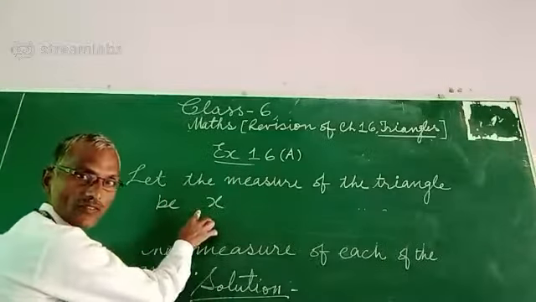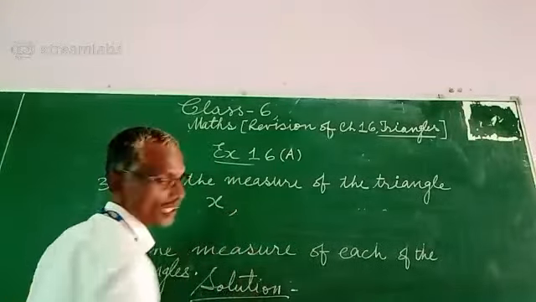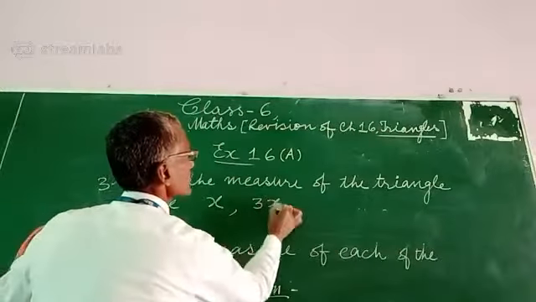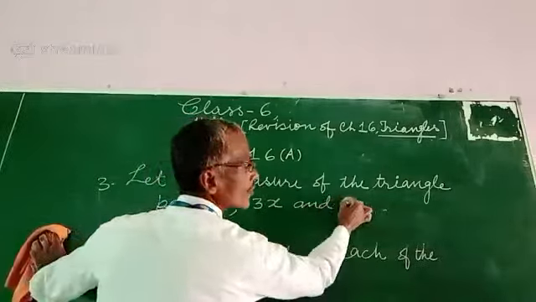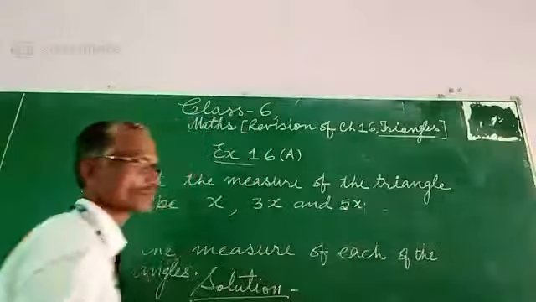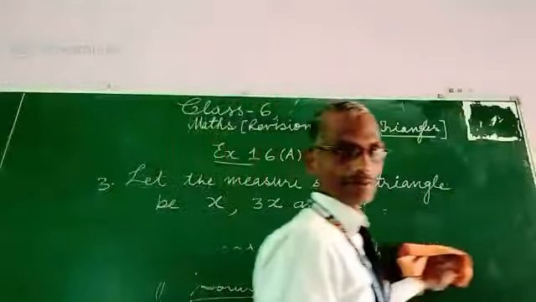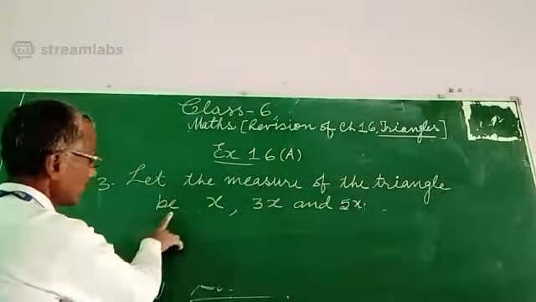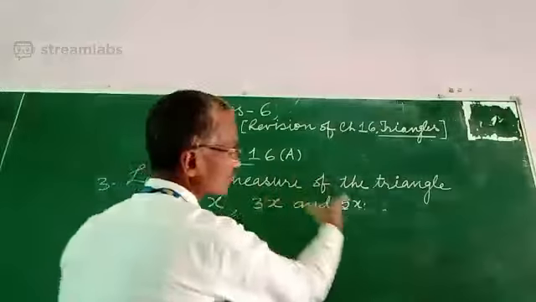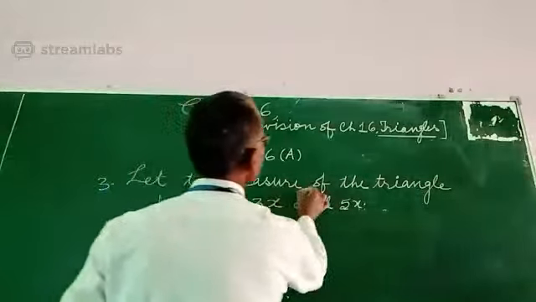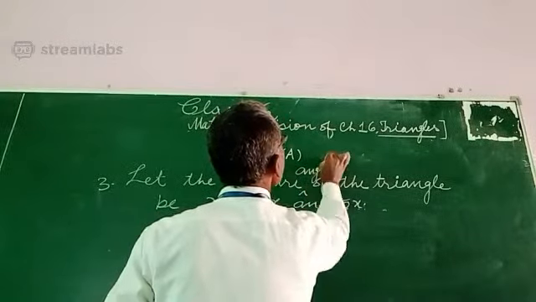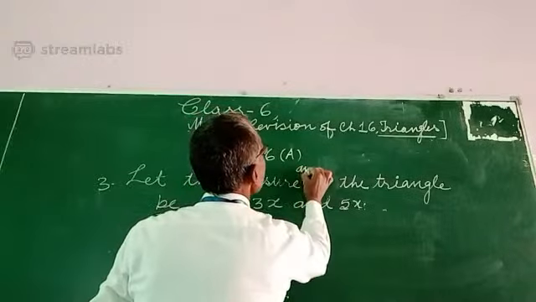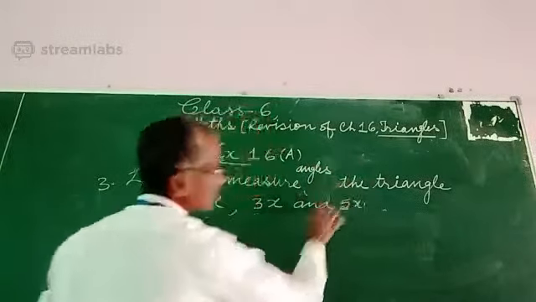Let the measures of the angles of the triangle be x in place of 1, 3x and 5x. Okay? You should write here: let the measures of the angles of the triangle be x, 3x and 5x.